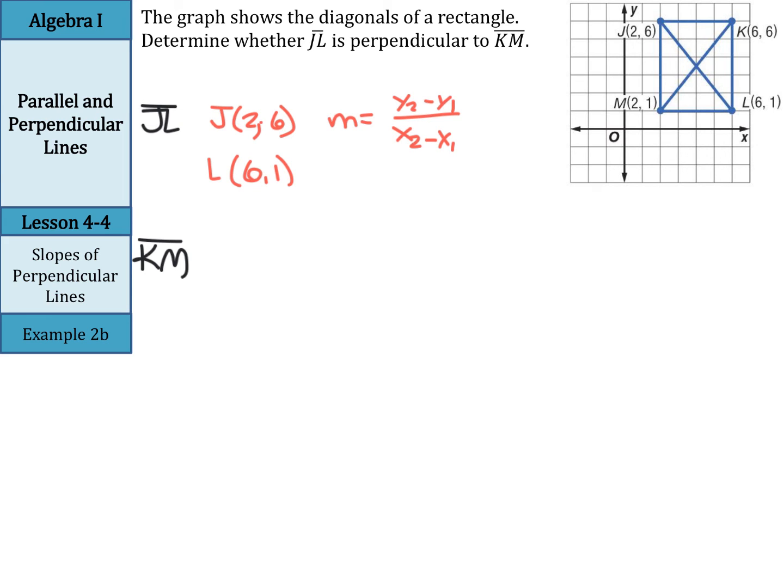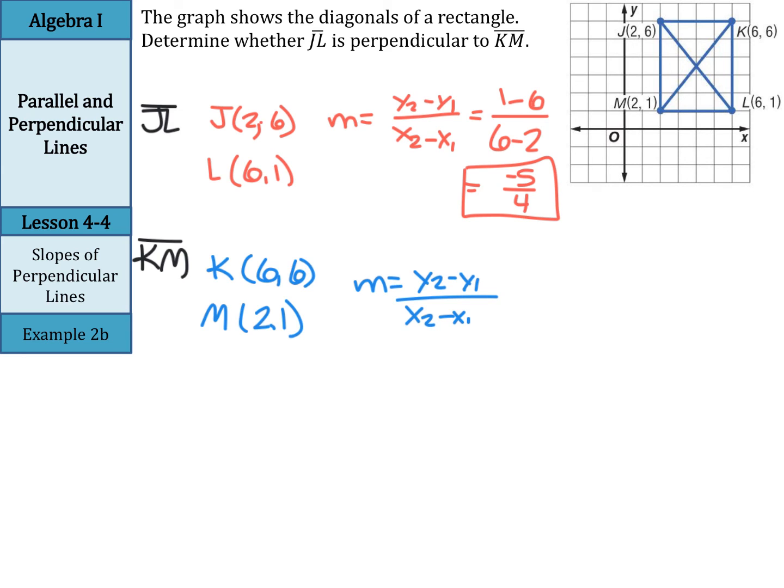With J at (2, 6) and L at (6, 1), we can use our slope formula to calculate 1 minus 6 over 6 minus 2. The slope of JL turns out to be negative 5/4. Now for KM. K is at (6, 6), M is at (2, 1), and we can once again use the slope formula to calculate 1 minus 6 over 2 minus 6. This turns out to be negative 5 over negative 4, which, since a negative divided by a negative is positive, is 5/4.